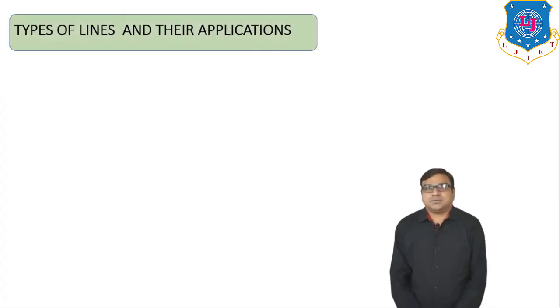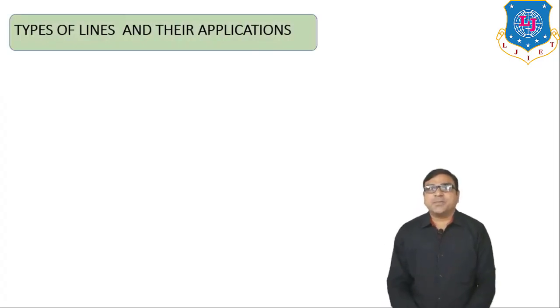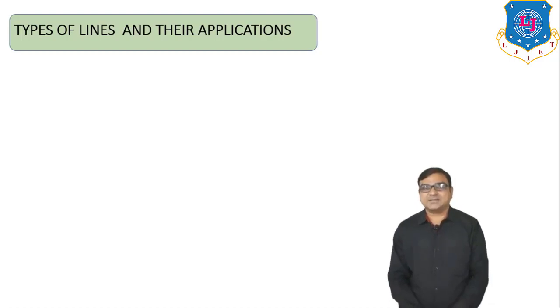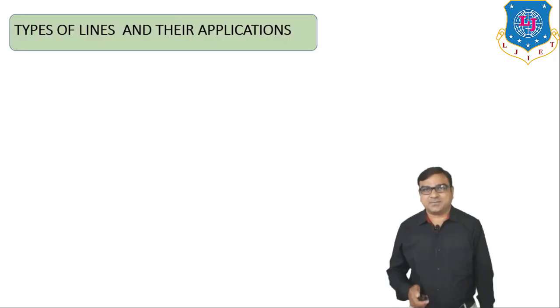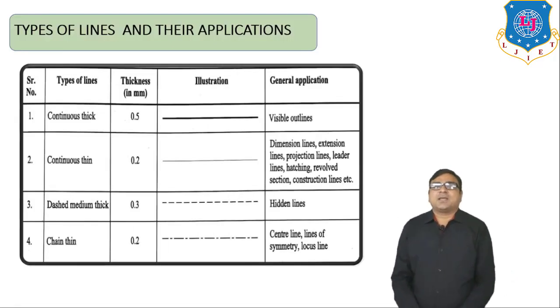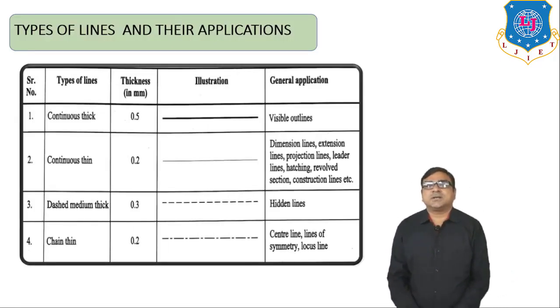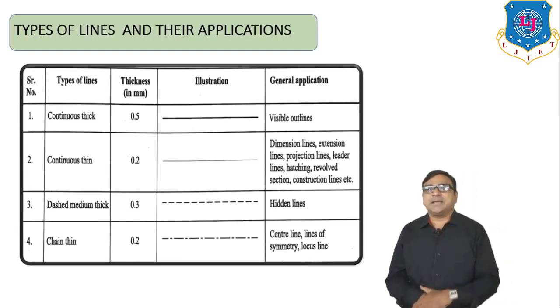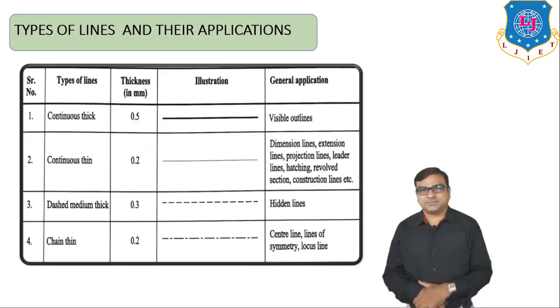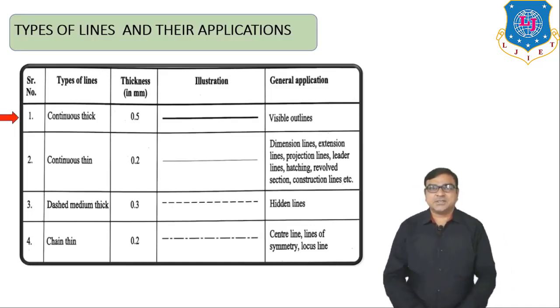Now, the drawing is a combination of different types of lines: thick line, thin line, dotted line, hidden lines. Most of the drawings include all these lines. So here we want to discuss the types of line, what the thickness of that line is in drawing, how it looks in drawing, and what the application of that particular line in drawing is.